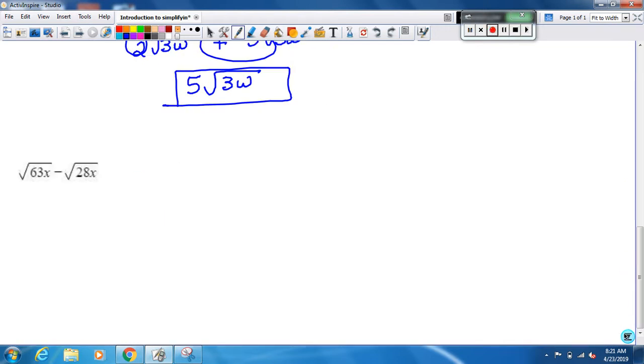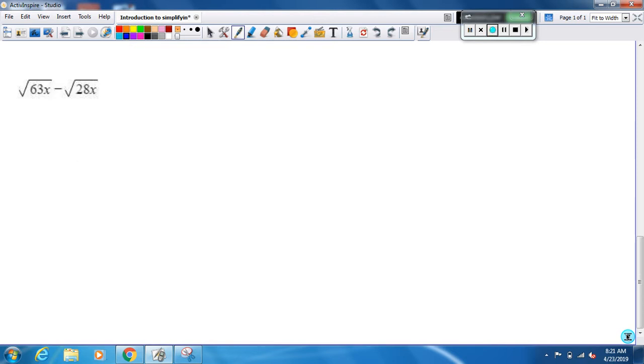And this next one, square root of 63x. We can divide by 9. 63 divided by 9 is 7. So the answer you get goes underneath along with the x that's there. And then the square root of 9 is 3.